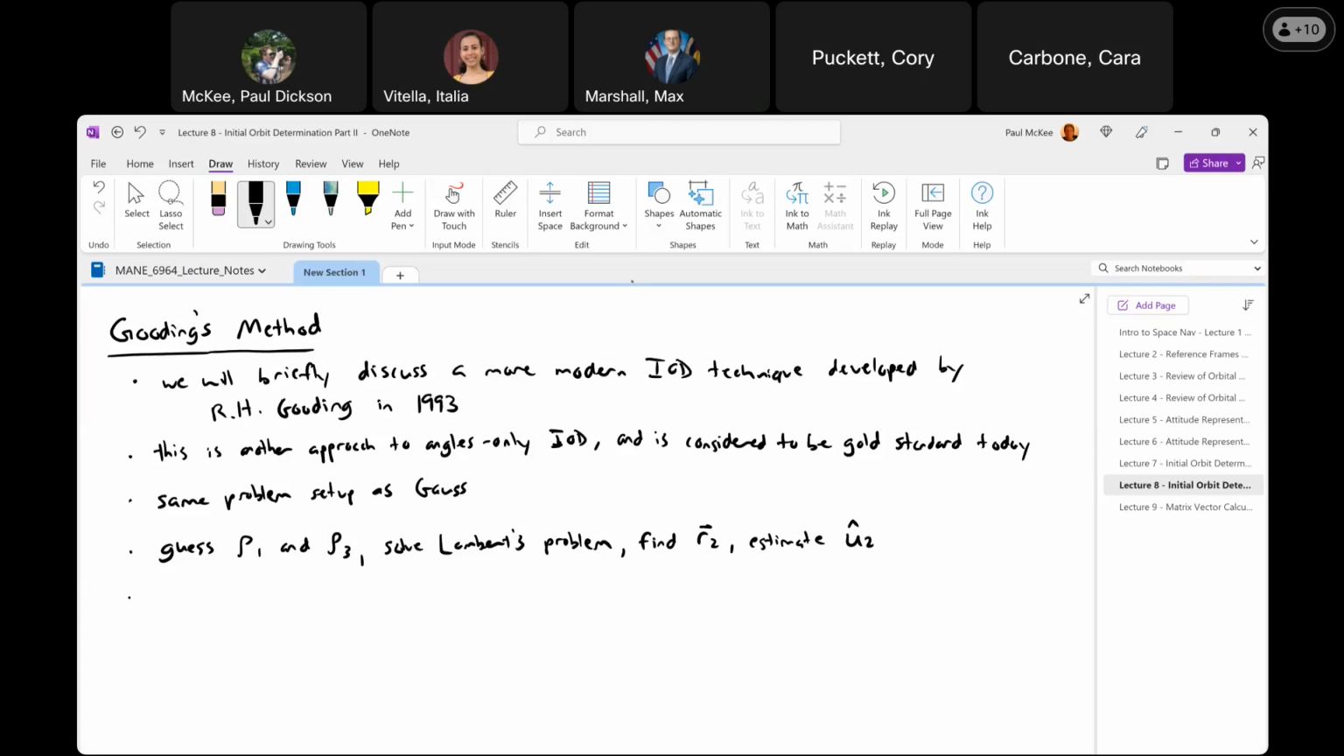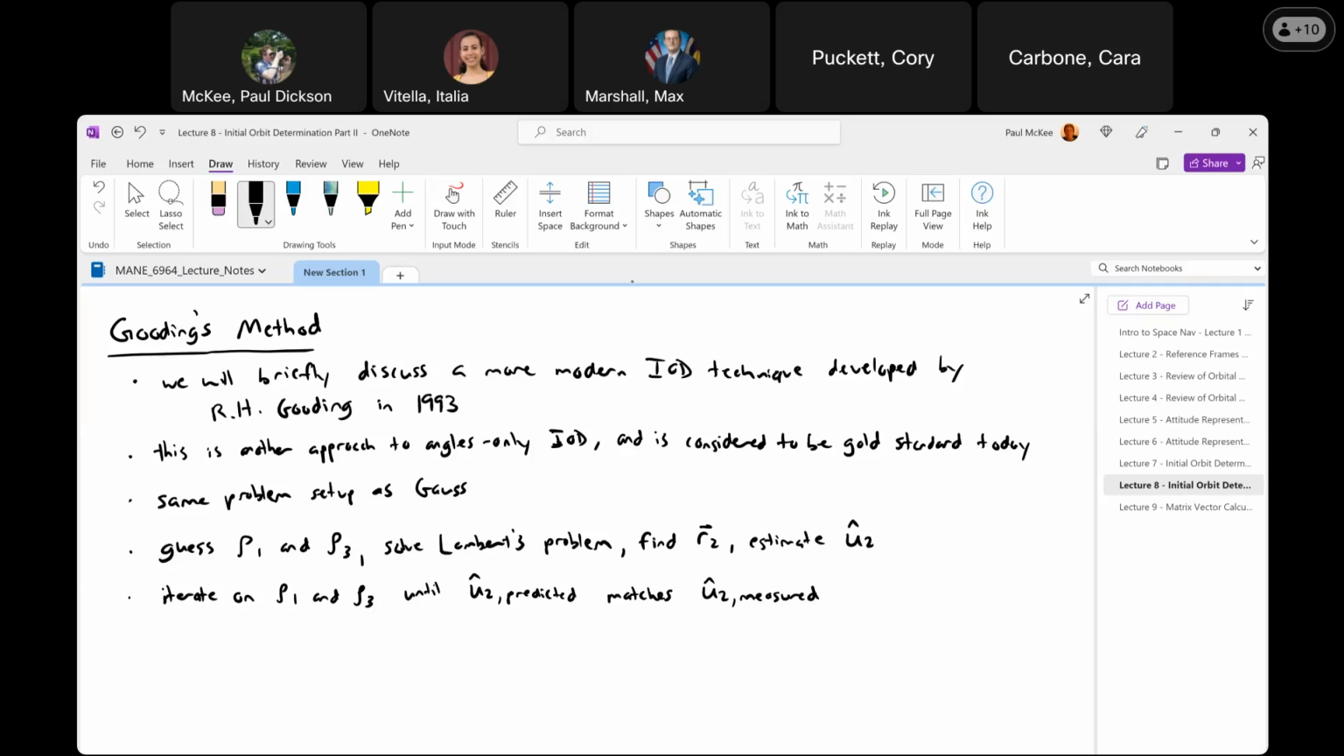And so the idea is iterate on row 1 and row 3. You could even use something like gradient descent optimization in this case. Iterate on row 1 and row 3 until U2 predicted matches U2 measured. That's the idea. I want you to be aware of it, and that it's more popular these days than Gauss's method. We're not going to go into any equations. That's good enough.